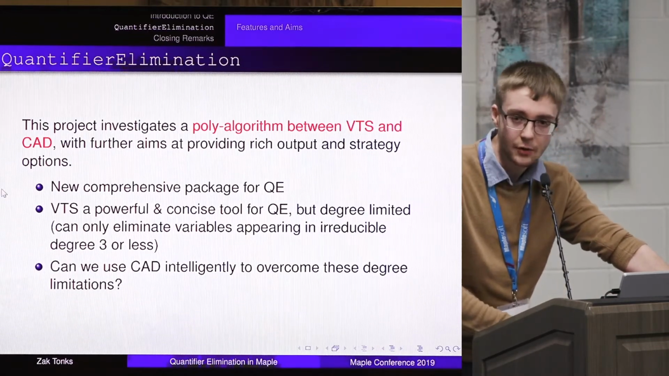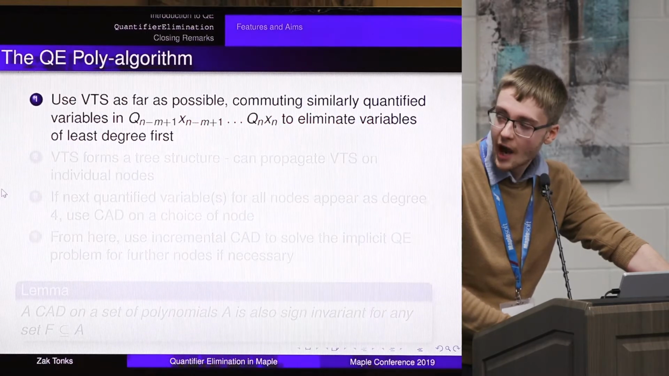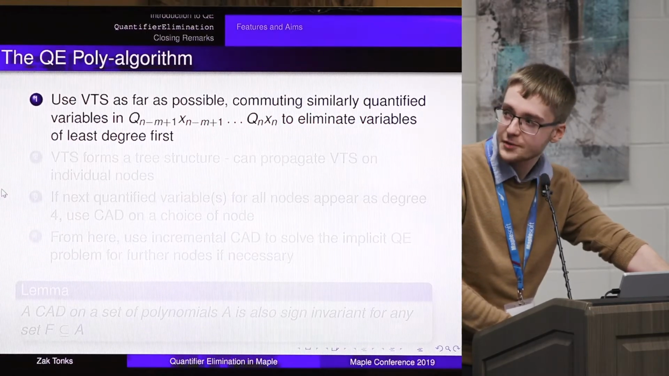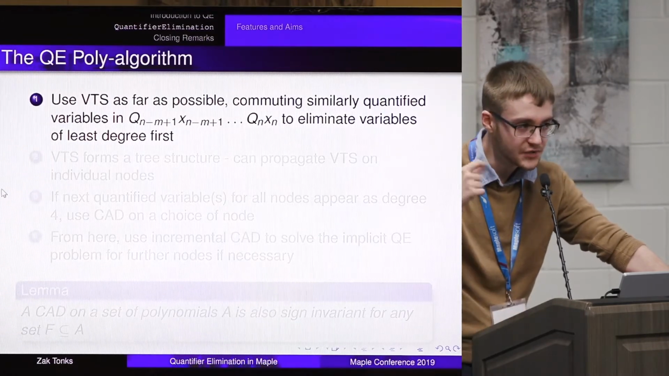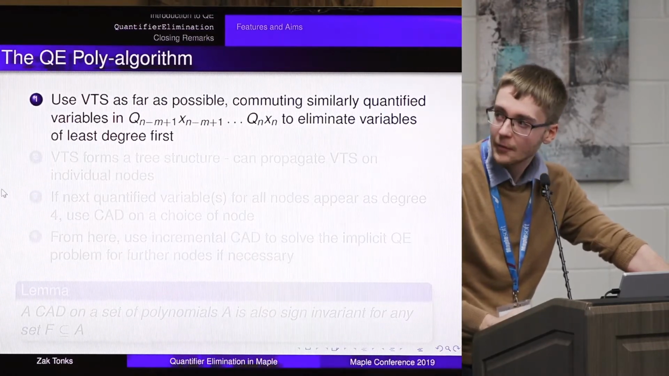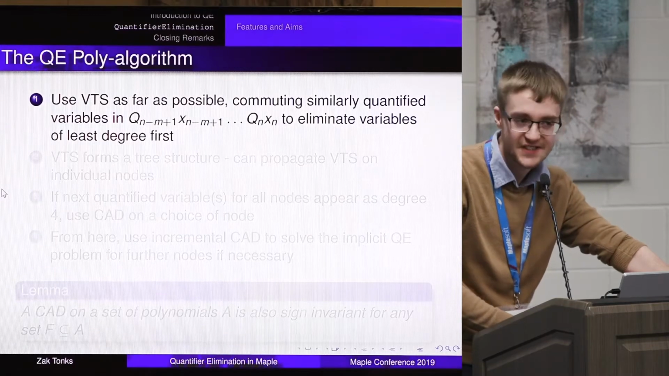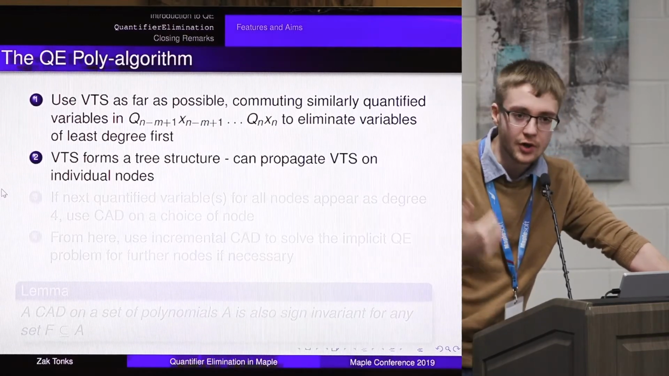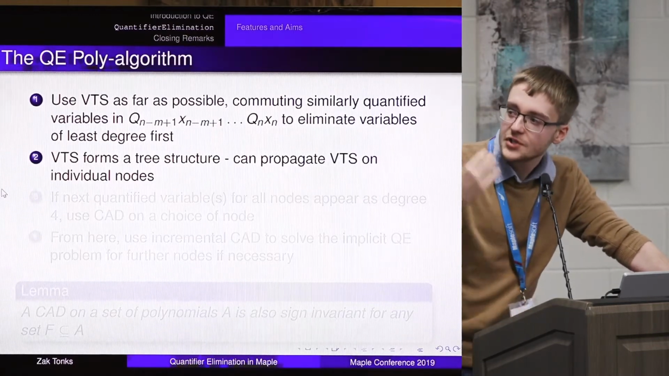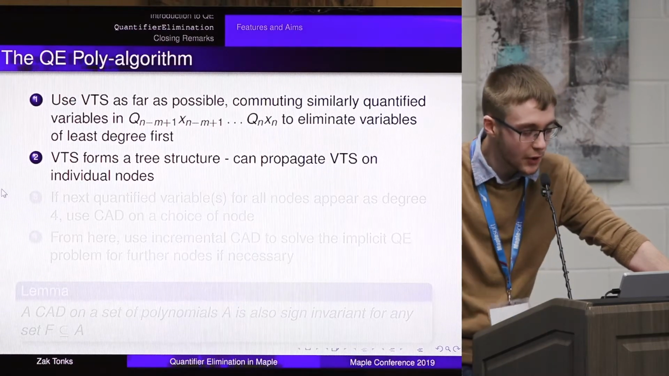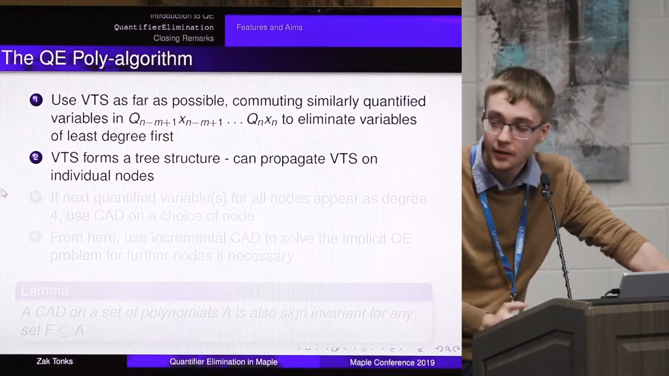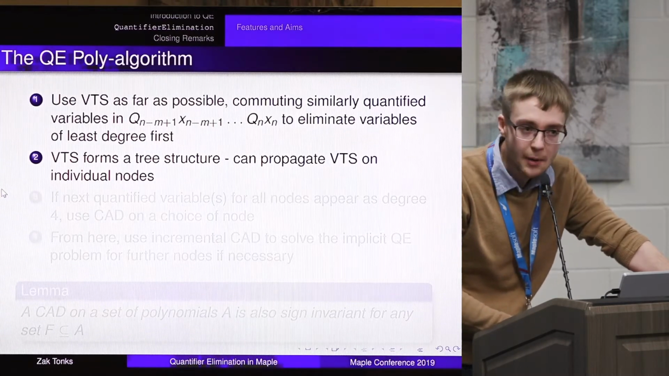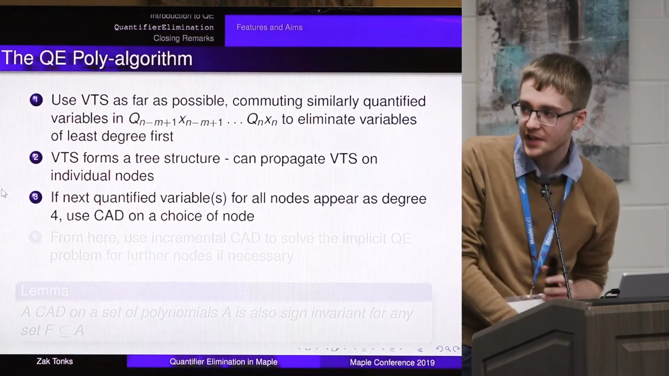Is really the idea. So the idea is to use VTS as far as possible. So you can commute similarly quantified variables, so that gives you some scope for variable strategy, to eliminate variables of least degree first, essentially. So that's sort of your greedy variable strategy. And then you get this tree structure, and these nodes are basically implicitly quantified QE formulae, right? So you're going to get more QE problems, which you want to use VTS on.